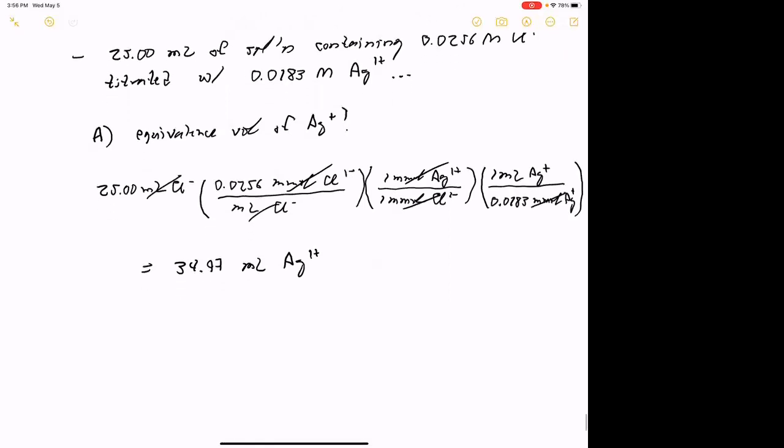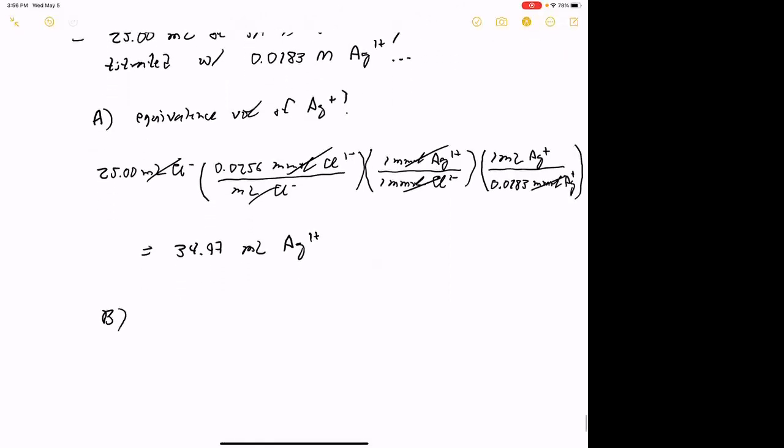All right, so let's look at part B. Now we can start the titration. So I want to know, what's E cell? What's the potential after 20 mils of the silver ion have been added?